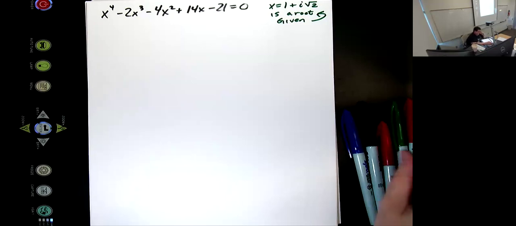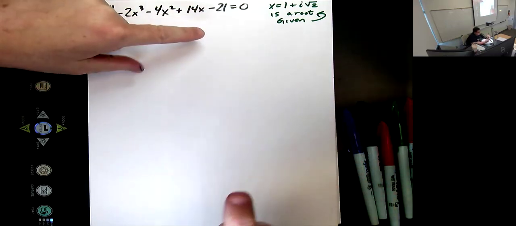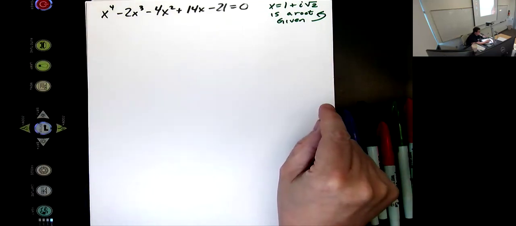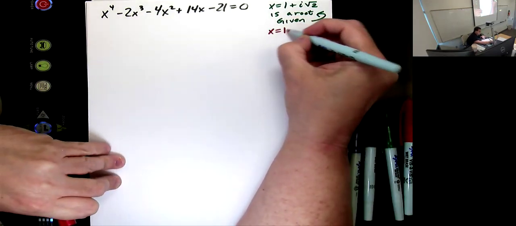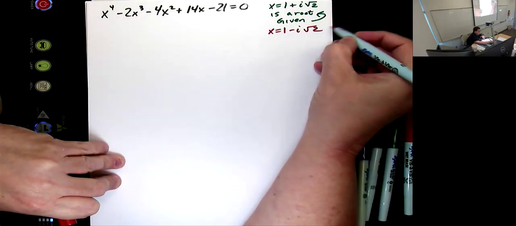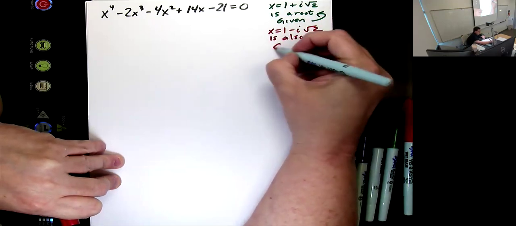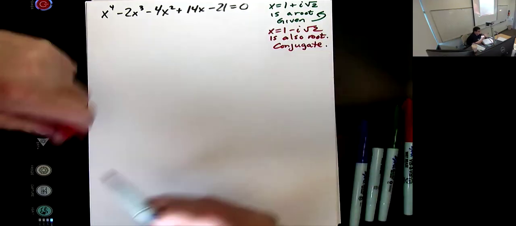All right. If this is a root, there is another root that we can find immediately without any work. The opposite of that, or minus. What do you mean by opposite of that? Minus 1 minus the root is also a root. Yes, it's called the conjugate. So now we've got two roots.